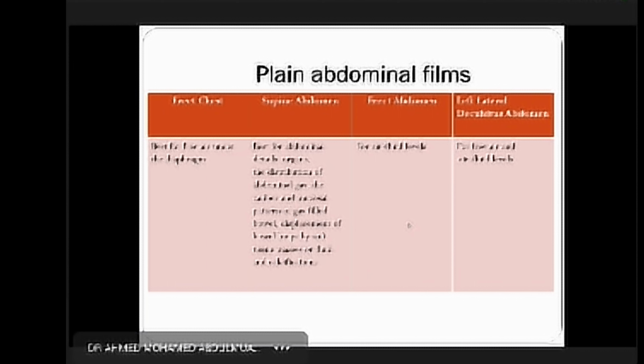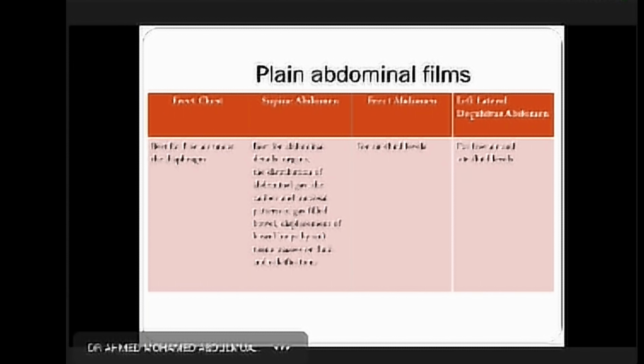Is it because the free rising air will produce a radiolucency against the homogeneous side of the liver? It's easier to see. Why do they do left side down, not right side down, for left lateral decubitus? Why didn't they ask for right lateral decubitus? See the indication here. What is the indication here? For free air and air level.